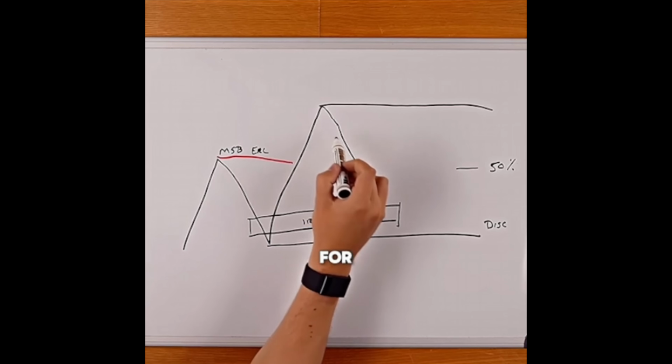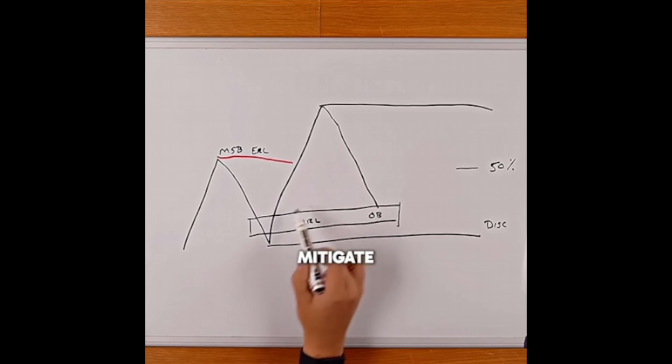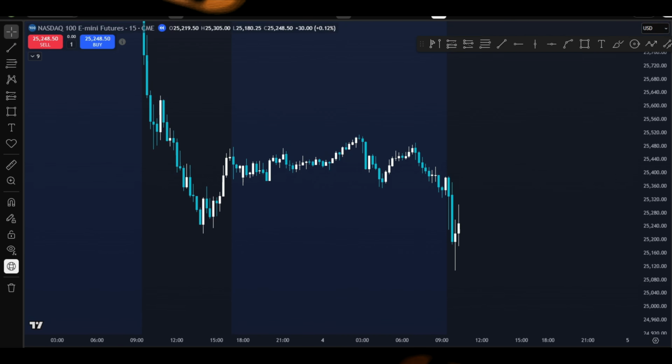So even though the high time frame might be bullish, you could theoretically look for low time frame shorts, knowing that price is trying to draw back and mitigate this order block and tag that internal range liquidity.